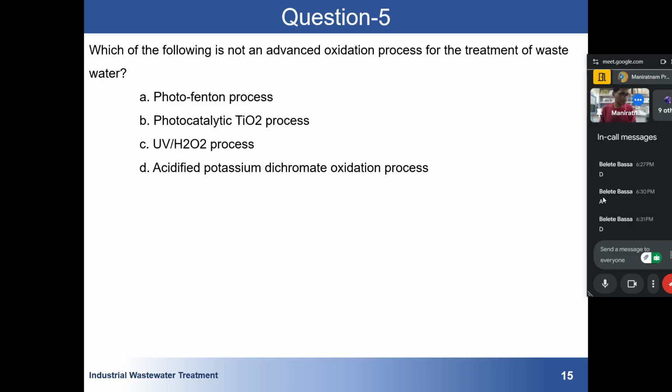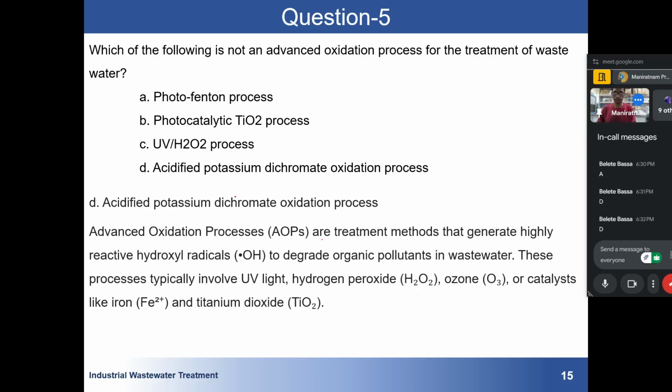Anyone want to answer this question? Oh, D. You have said acidified potassium dichromate oxidation process. Yes, that is the correct answer. This acidified potassium dichromate is not used as an advanced oxidation process. Can someone say where this is used? This is also an oxidizing agent. Acidified potassium dichromate. Can anyone recall where this is used?